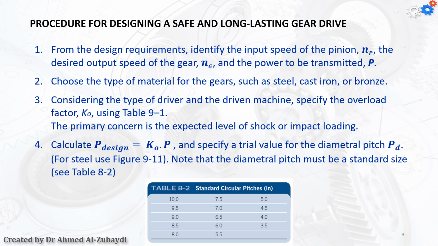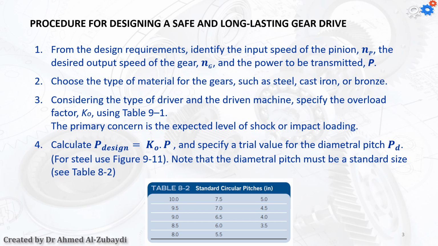Step number 2 is to choose the type of material for the gears, such as selecting steel, cast iron, or bronze. Step number 3 is considering the type of the driver and the driven machine, and then specifying the overload factor using table 9.1. So the primary concern is going to be the expected level of shock or impact loading.